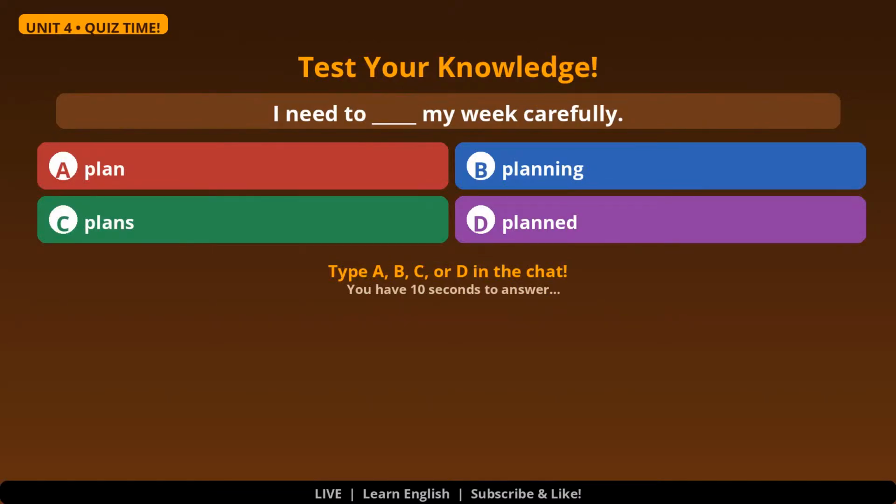Let's test your knowledge. Here's the question. I need to blank my week carefully. Option A, plan. Option B, planning. Option C, plans. Option D, planned. Think about it. Type A, B, C, or D in the chat. You have 10 seconds.